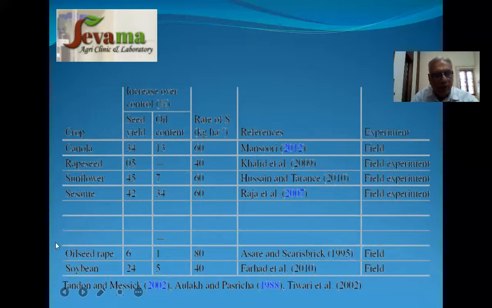In oilseed rape, seed yield increase 6.8%, oil yield increase 1% when applying 80 kg sulfur per hectare. In soybean, the seed yield increase was 24% over control and 5% oil content over control when applying 40 kg sulfur per hectare. So here you can see the response of sulfur: not only seed yield, but the oil content also increases due to application of sulfur.